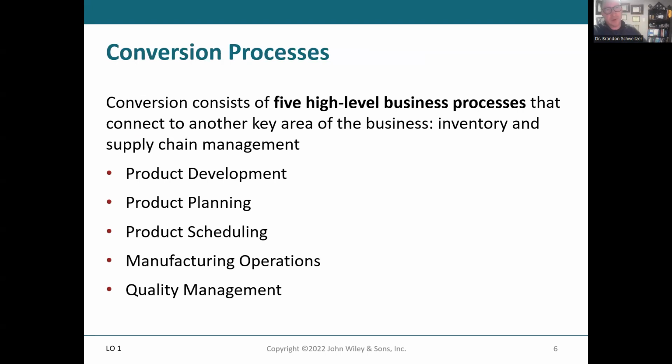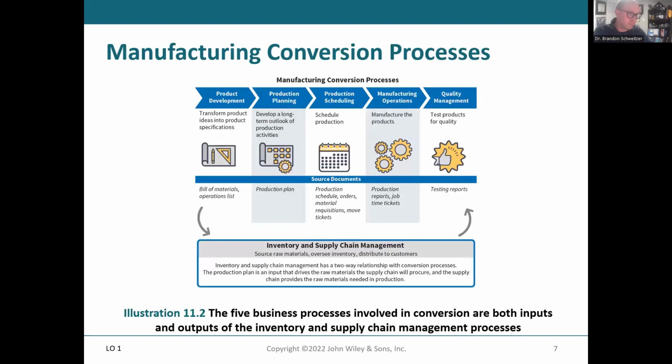When it comes to the conversion processes, we look at a couple of key areas, and primarily we look at inventory and supply chain management. Within there, we're focusing on things like product development, product planning, product scheduling, manufacturing operations, and of course, quality management.